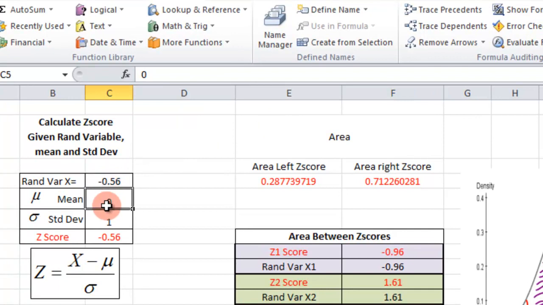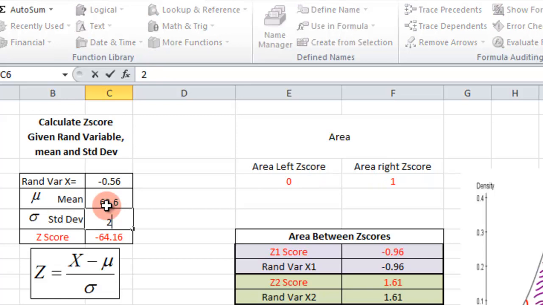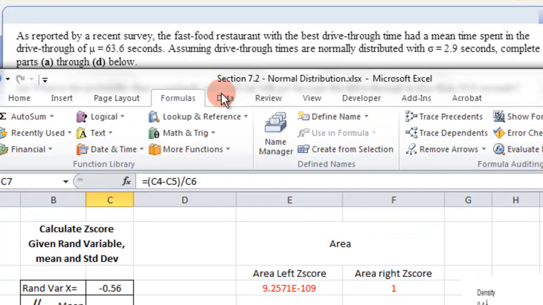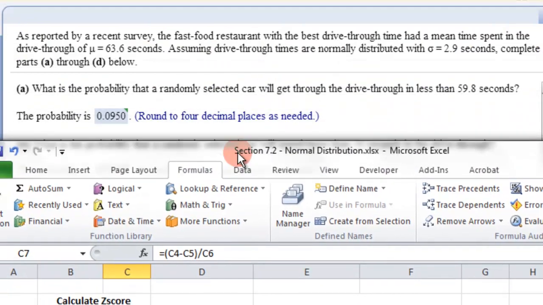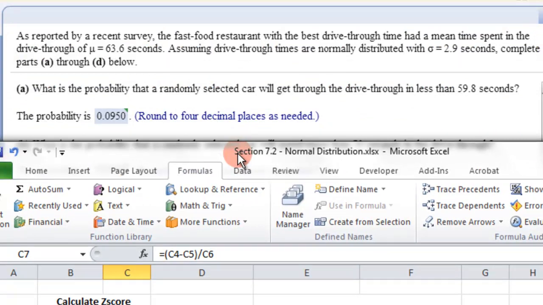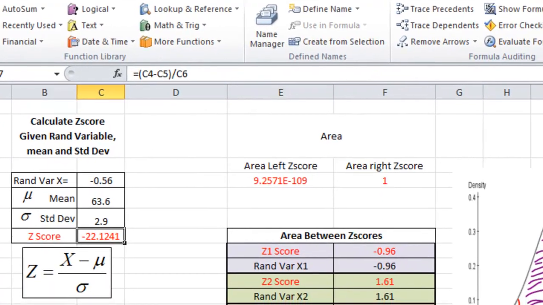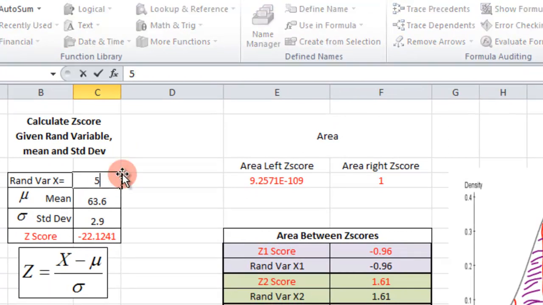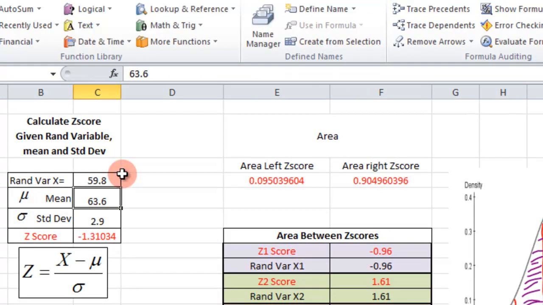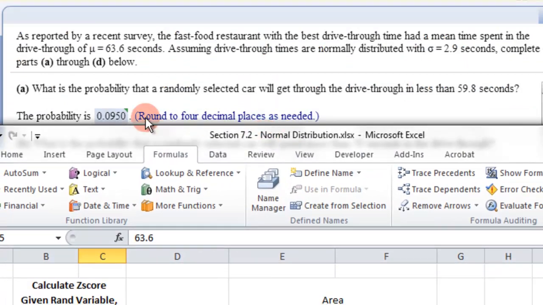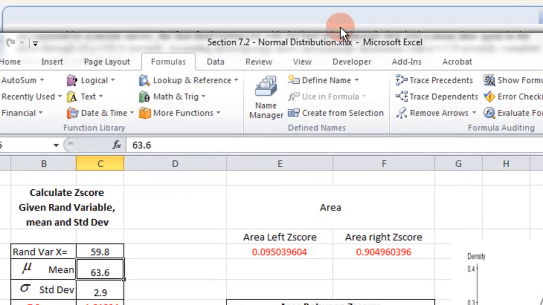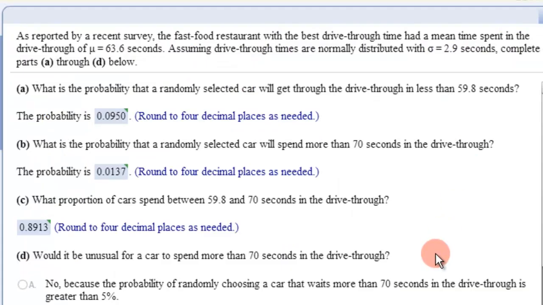So we can just use this one, the 63.6 and the 2.9. I think that's what it was, right? Yep. And then what we want to do is find out less than 59.8 seconds. That would be this one here, 59.8. We have a z-score of negative 1.31, and the probability of that happening is 0.095. And that's it right there, 0.095. So this information is quickly gathered by the worksheet.